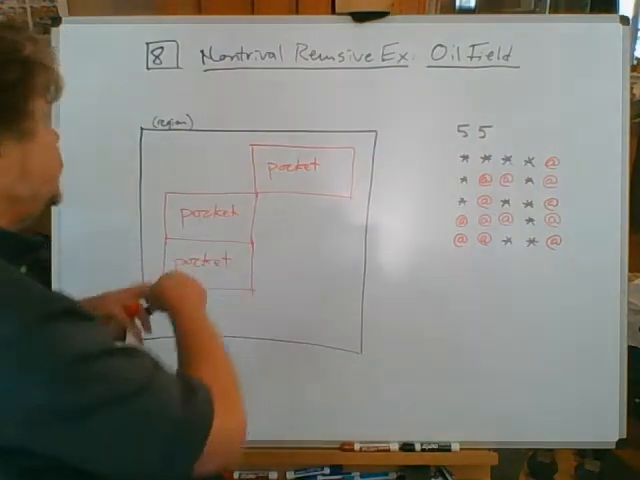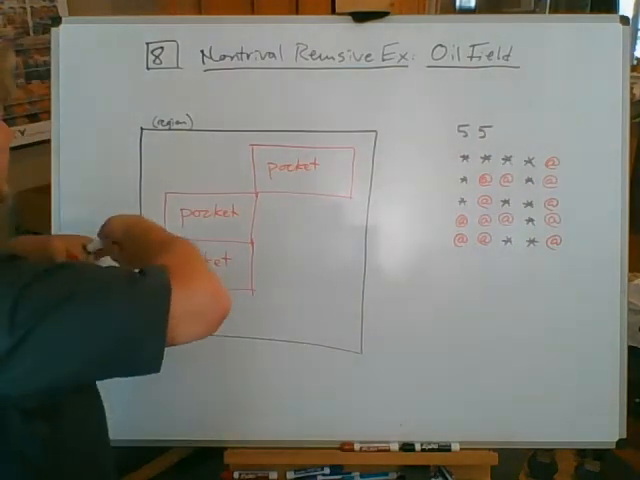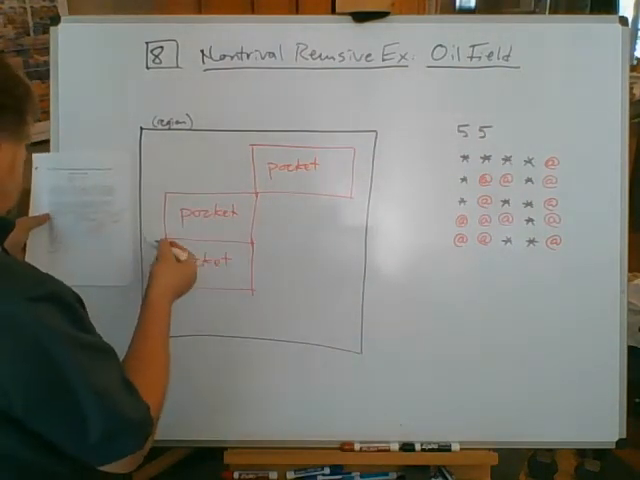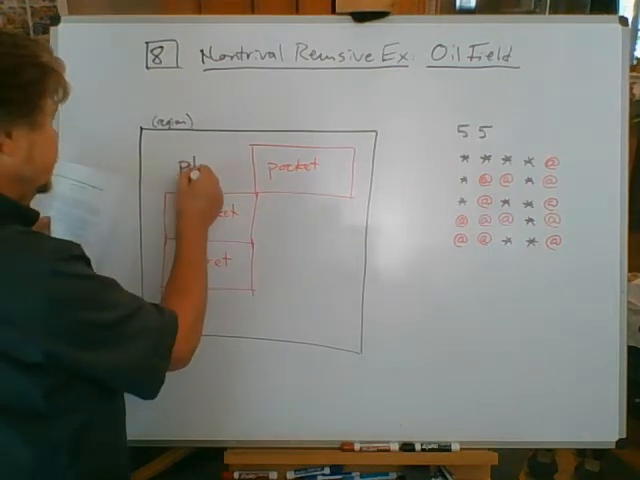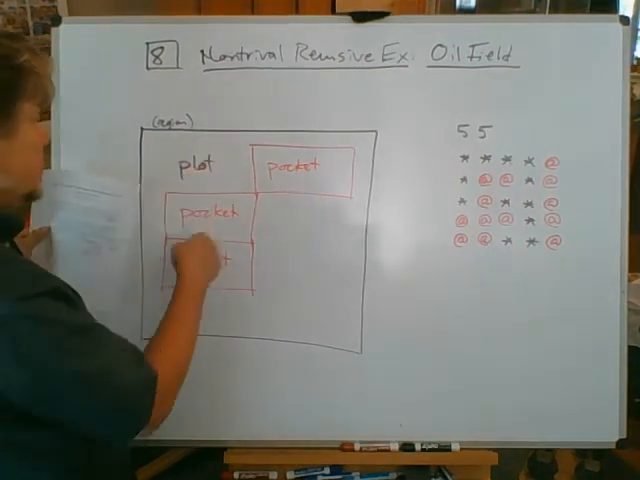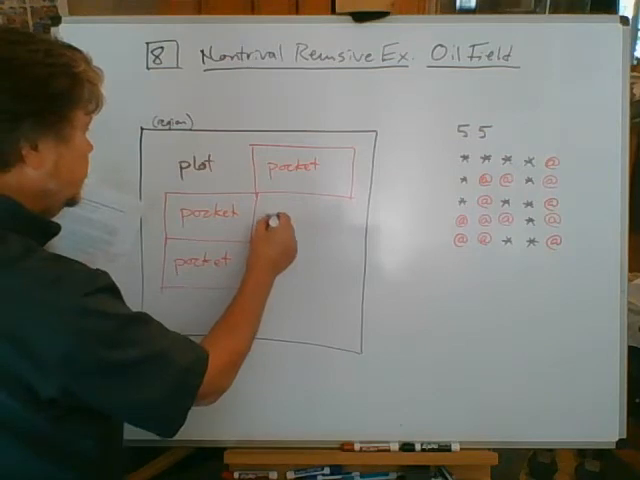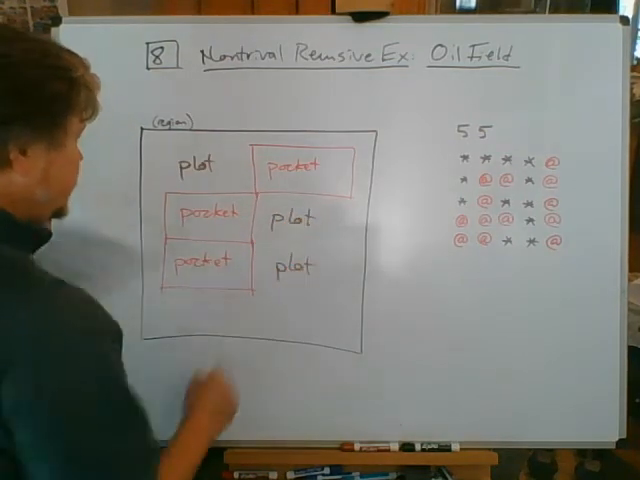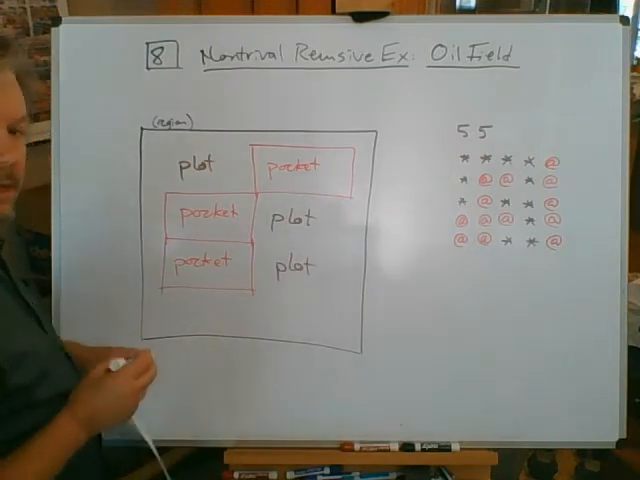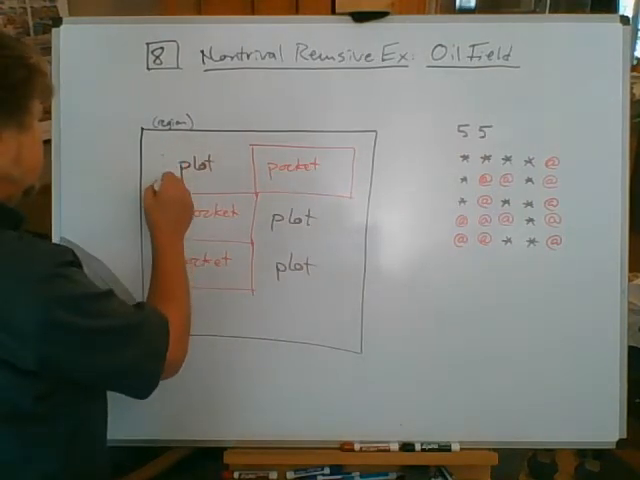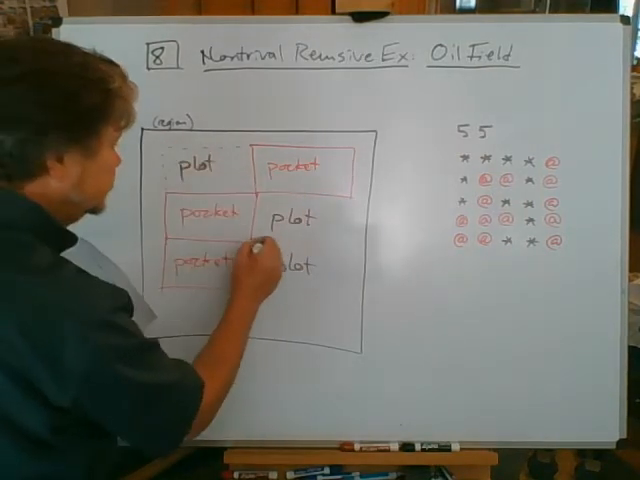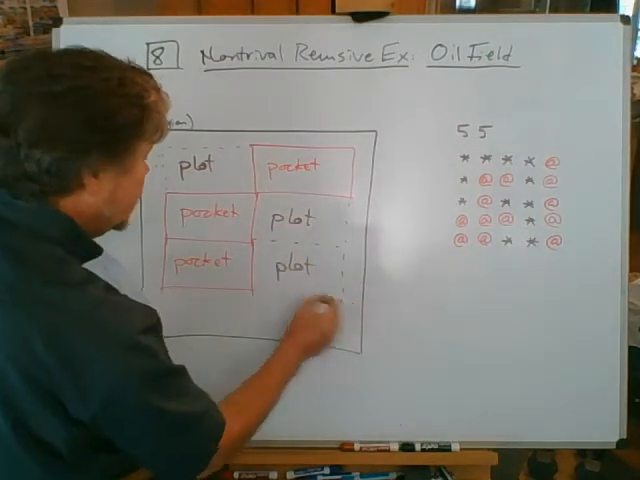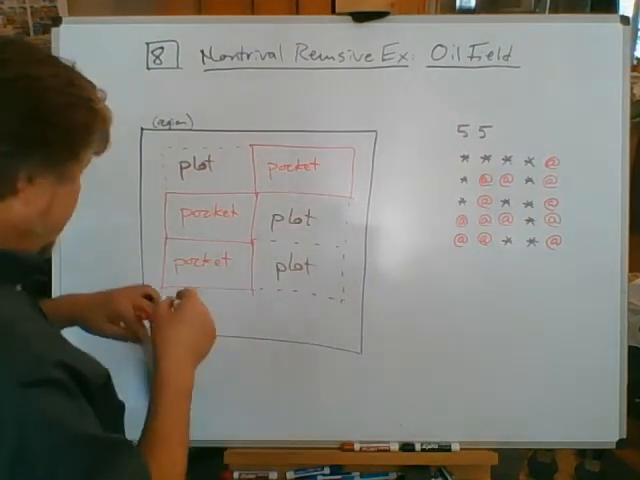And these grid squares over here that do not have oil deposits in them, those they call plots. So that's a plot because it doesn't have any oil. It's all dried up. Plot, plot, like so. So there is my complete grid. I'll do some dotted lines here so it looks more like a grid. But we don't really care about the plots. We're interested in the pockets.